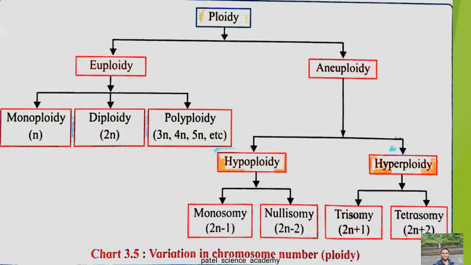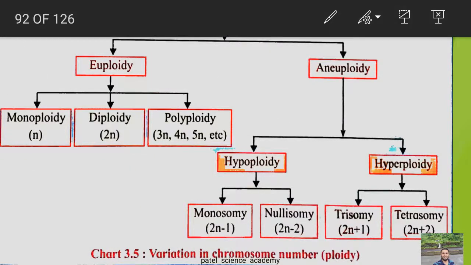So here we can see ploidy divided into euploidy and aneuploidy. Euploidy may be haploidy, means monoploidy with a single N, diploidy with the 2N, and polyploidy may be with the 3N, 4N, 5N, and so on.